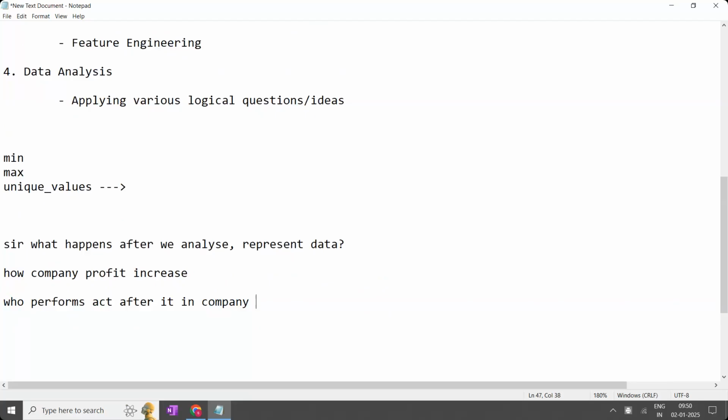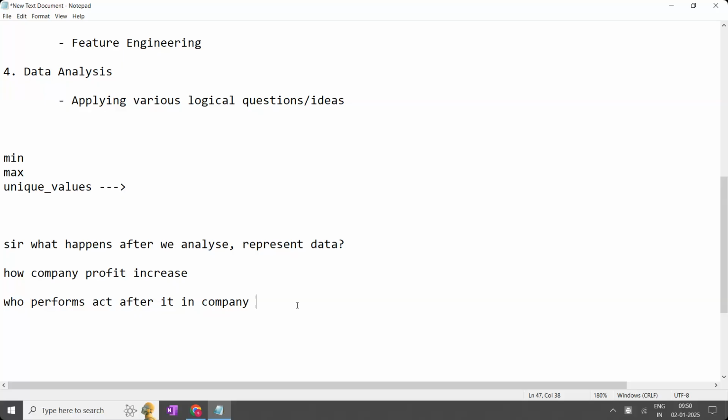Who will perform this act? It means not in the company, but if we are going to present to the client: who has given the project to you? Who is going to pay the money to you? For what purpose is he going to pay the money to you? That person is going to perform the act, meaning he is going to take the next step.